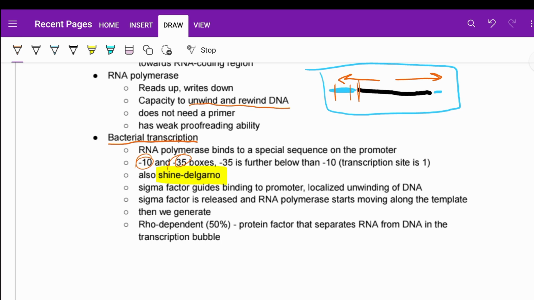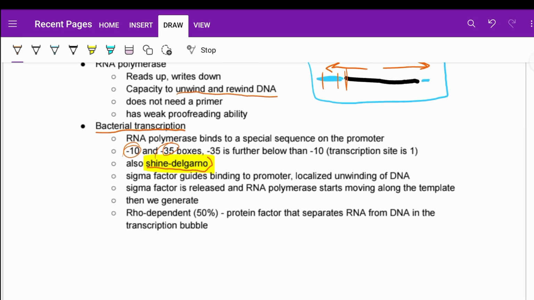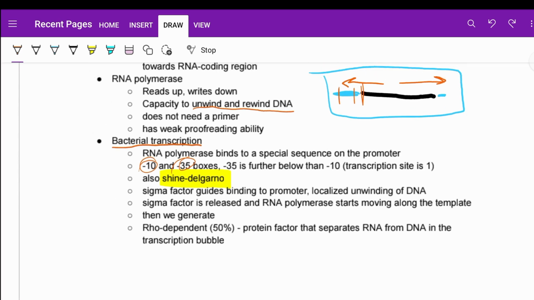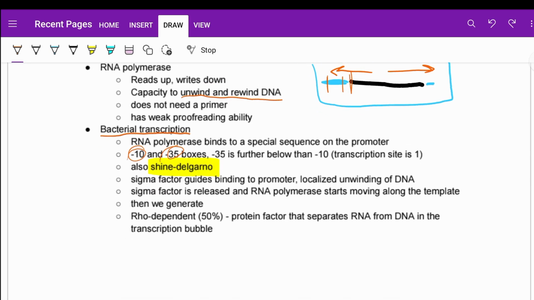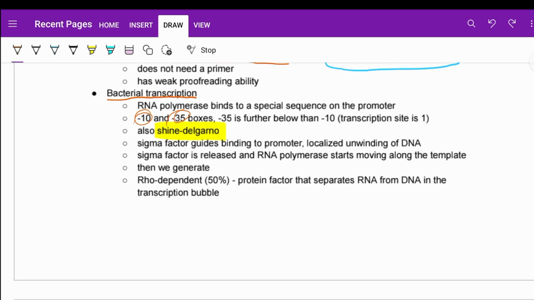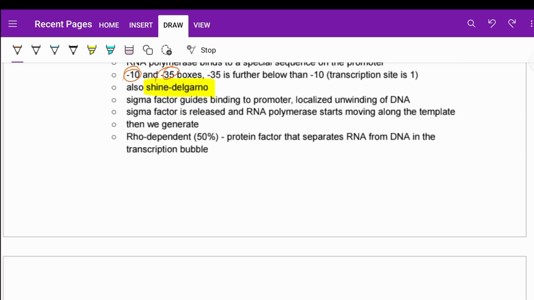And one thing that's really important about bacterial transcription is the Shine-Dalgarno sequence. That is unique to bacteria. It's not in eukaryotes. So if you see a Shine-Dalgarno, we're instantly thinking about bacteria and prokaryotic cells, not eukaryotic cells. There's also a thing called a sigma factor. This guides the RNA polymerase to bind to the promoter, and we can start unwinding the DNA, and then our RNA polymerase starts going off and synthesizing all of that messenger RNA. So then we have termination.